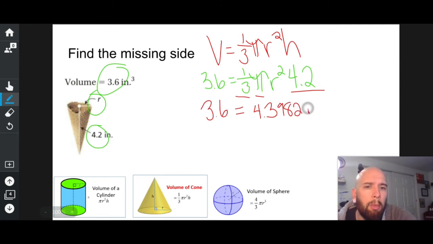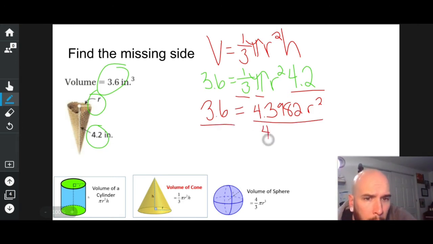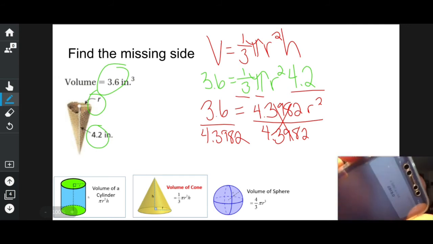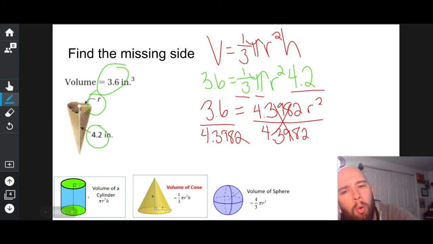So I'm going to write 4.3982. I mean, if Siri's giving me all these numbers, it doesn't take too long to write it out. Now I have to divide both sides by 4.3982. So what is 3.6 divided by 4.3982? It's about 0.8185. So 0.8185 is equal to r squared.